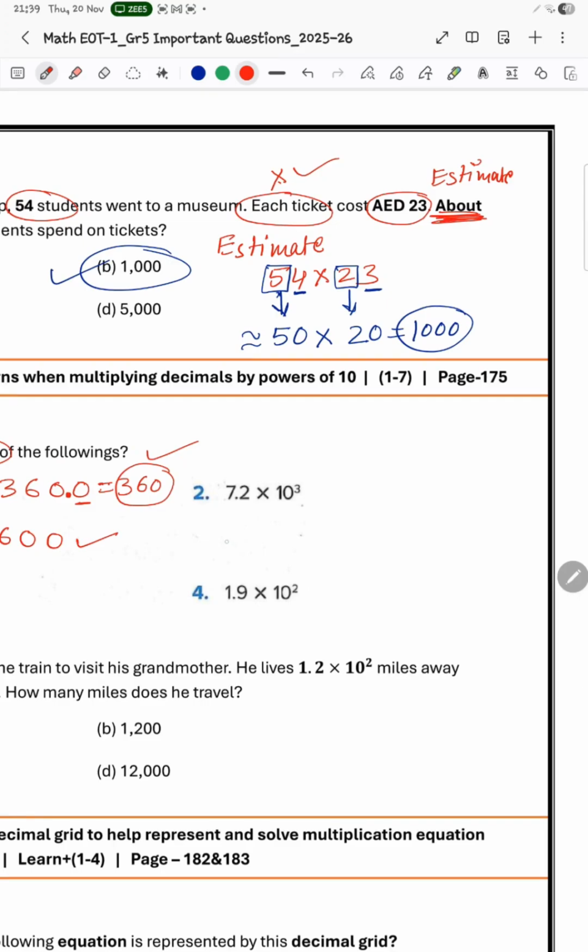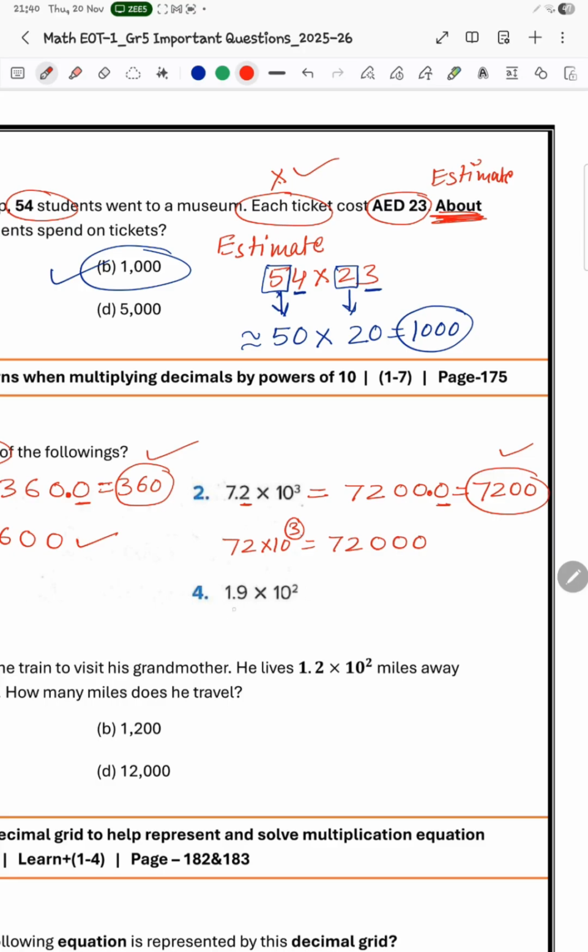Same here, ignore the dot and multiply. So power 3 means 3 zeros, so 72. After that I will put 3 zeros. Now I will write the answer. The digits will be the same in the product. Now I will put the dot after one place. So after one place I will put my dot. So my answer will be 7200.